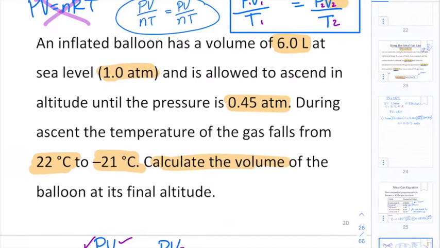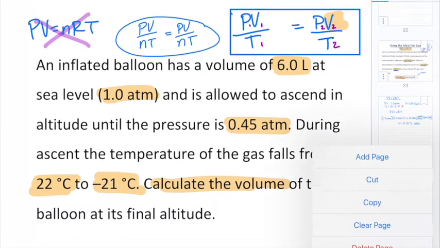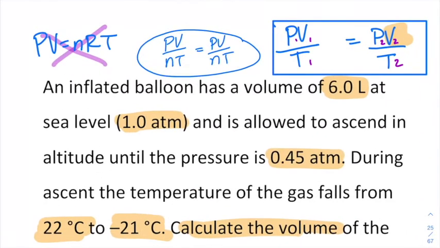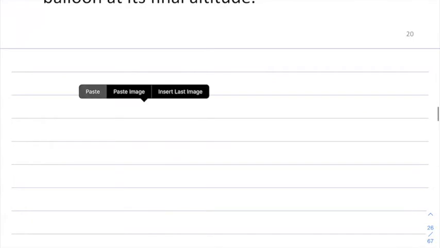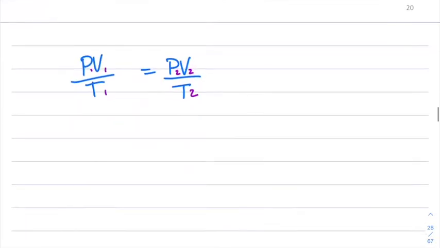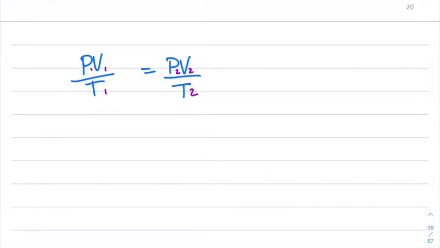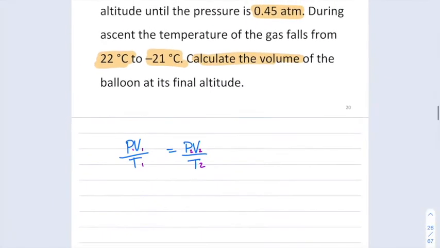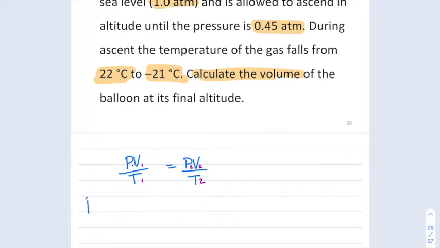Let's go ahead and give this a shot. So this was the equation that we were using, and we were going to solve for V2. All right, so we need our P1, V1, and T1, and then P2, V2, and T2.